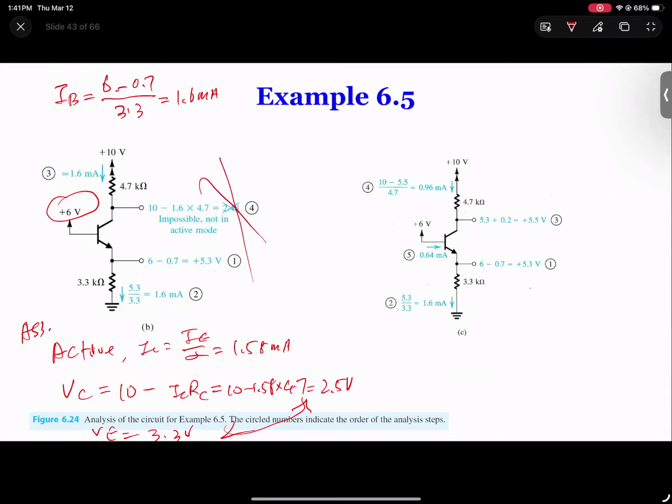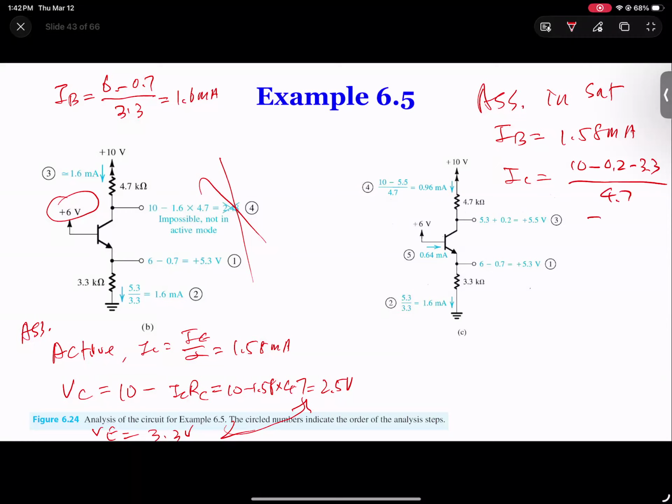We have to go back and assume it's in saturation mode. So if it's in saturation mode, IB didn't change. IB will still be 1.58 milliamps, but IC now has changed. So IC becomes 10 minus 0.2 minus 3.3 divided by 4.7. And then that gives you 0.9.